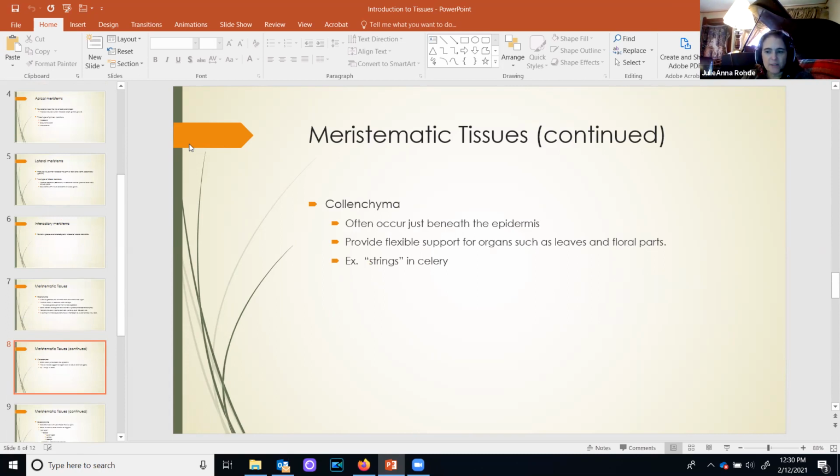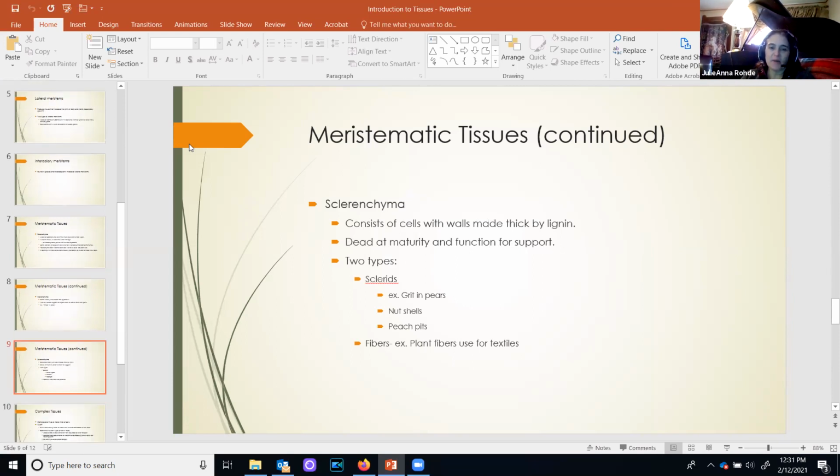Parenchyma is another group here. These often occur just beneath the epidermis, which on us is the skin. Well, epidermis on the plant is its outer coating of cells. This provides flexible support for organs such as leaves and the floral parts. So the best example that you can easily picture is the stringy part of the celery plant that gets caught in your teeth when you eat celery. That's your parenchyma cells. You can see how that would provide support, right?